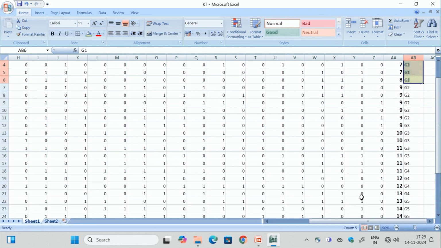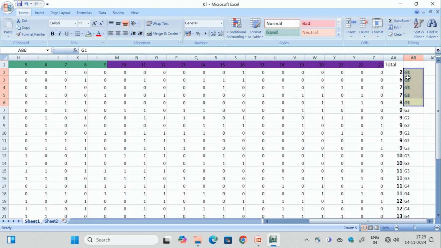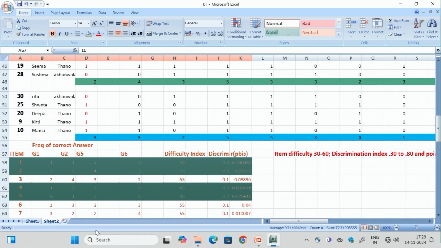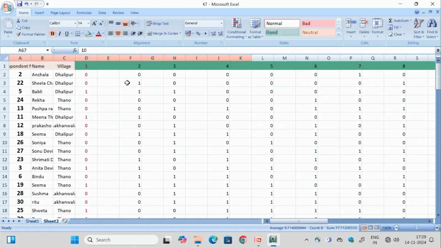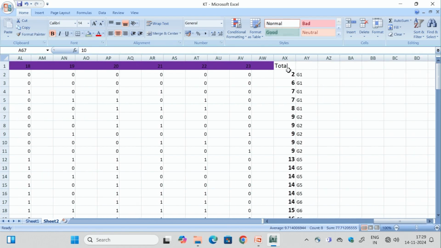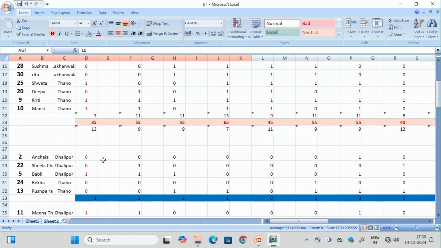Now, what is the next step? As I told you, for the calculation of the discrimination index you need only the scores of the two lowest scorer groups and the two highest scorer groups, meaning G1, G2 and G5, G6. So, in the next step you will only take the responses of G1, G2 and G5 and G6. Here I put the responses of G1, G2 and G5 and G6 on these 23 knowledge questions or items. Next, you need to calculate the item difficulty index.